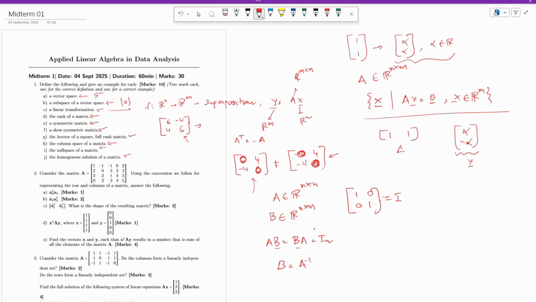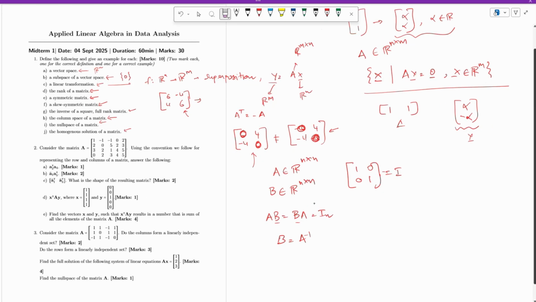Actually, questions I and J were the same question, just worded differently. Homogeneous solution, I should not have said matrix. The homogeneous solution of Ax equals v is essentially the null space. If you're not able to provide an example, that means you don't understand it. Use that as a way to gauge your understanding.